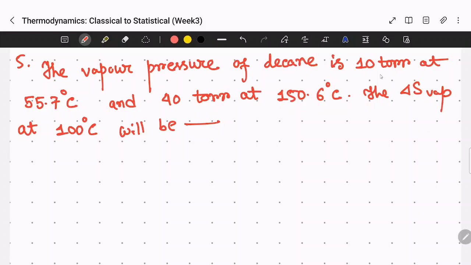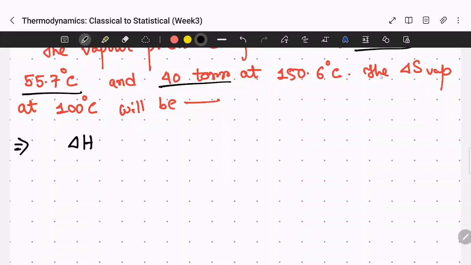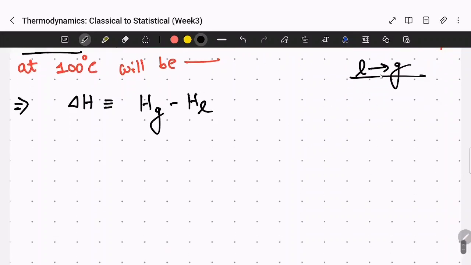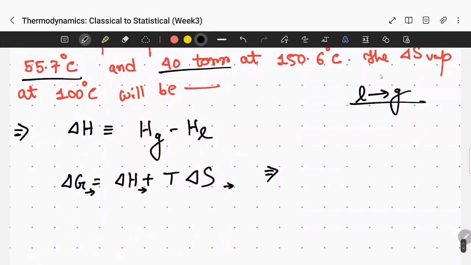So the vapor pressure of decane is given: 10 torr and 40 torr. ΔH of vaporization means liquid to gas, so ΔH is essentially Hg minus HL. We know ΔG is ΔH minus TΔS. For transformation, it is an equilibrium process. When the phase is changing, that occurs in equilibrium, so that's why we write like this. For an equilibrium process, ΔG should be 0. So ΔH of transformation is equal to TΔS.